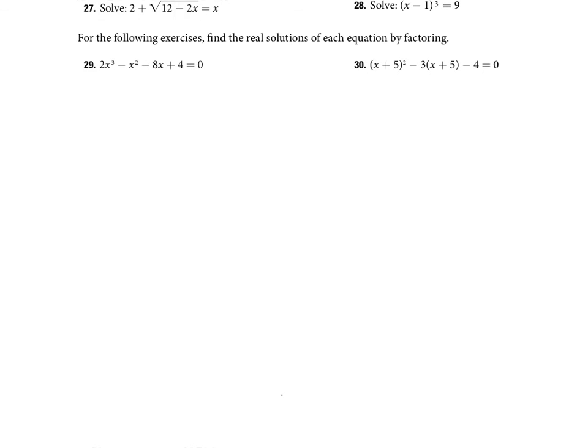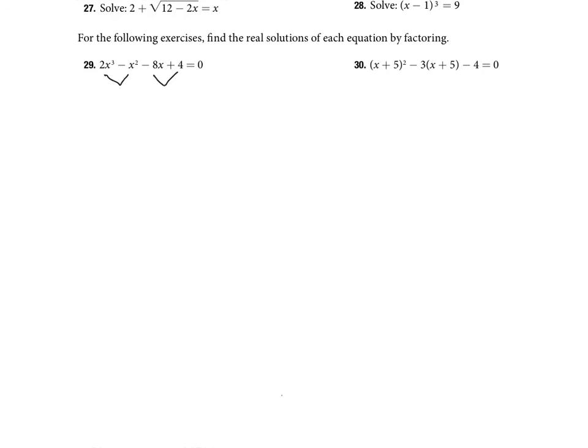Number 29. For the following exercises, find the real solutions of each equation by factoring. So for number 29, what you should notice is that you have 4 terms. For 4-term polynomials, the only thing we really know how to do at this point is factor by grouping. So we're going to do that.